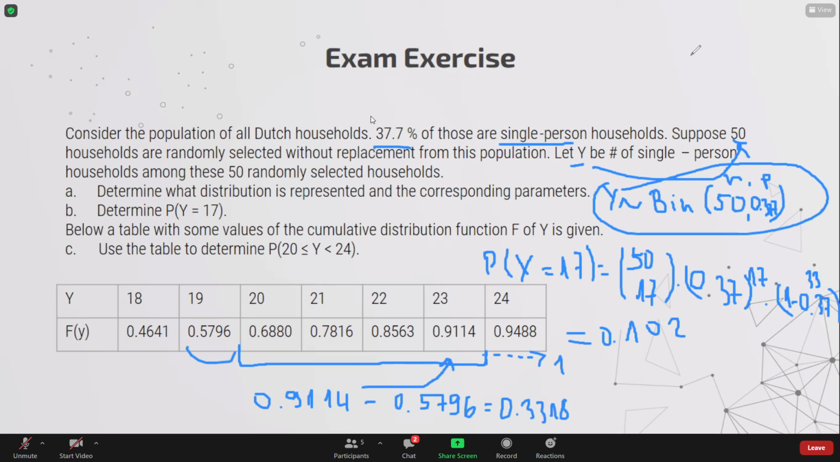I see someone in the chat. Yes, exactly. But no, sorry, we have to take 23. And why? Because here we don't have a sign for equal. It has to be necessarily below 24. It can't be 24. If here we had that sign, equal or below 24, you would be correct. But we don't have it.